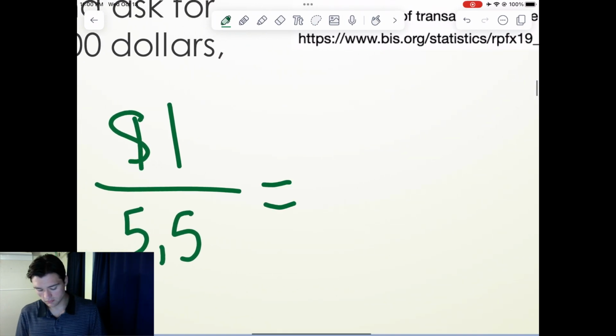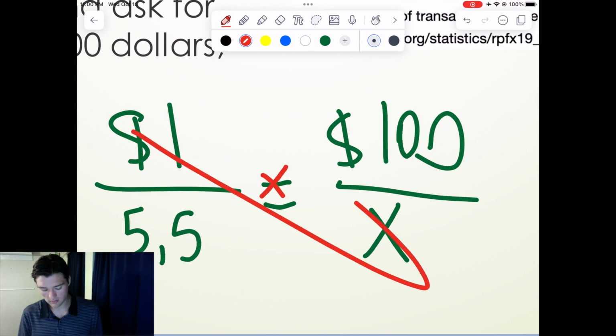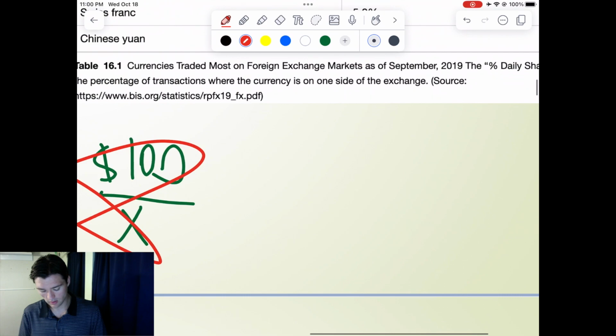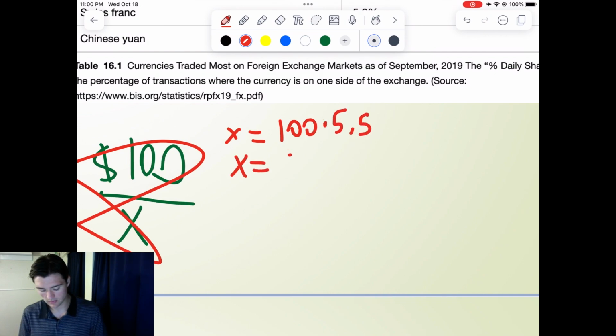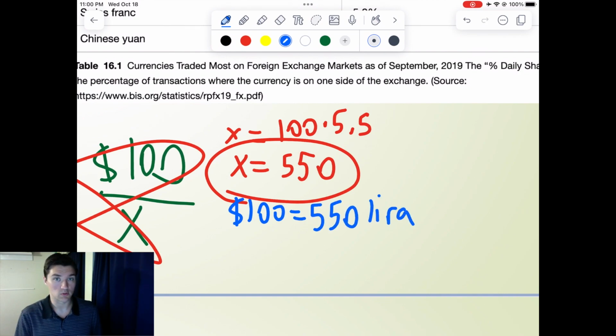So if I had $100 and I have to figure out, well, how many liras is that? Well, I can do the cross, I can do the butterfly method, bat and ball. I don't care what you do. All right, but I do butterfly. Okay, so I'm going to do 1 times x, which is just x, and that'll be 100 times 5.5. So x equals 550. So basically, if I had $100, this is the same as 550 lira. So all it is is a proportion.